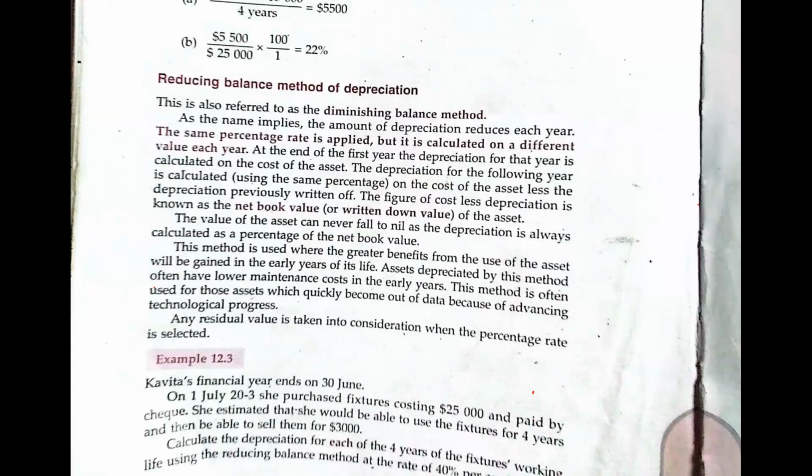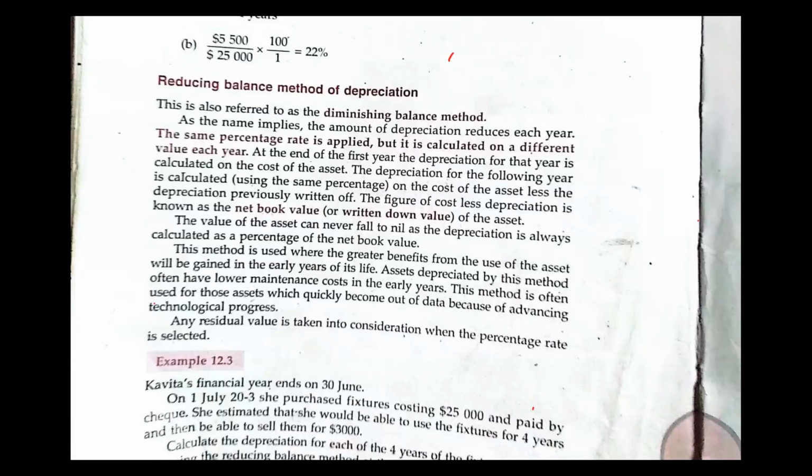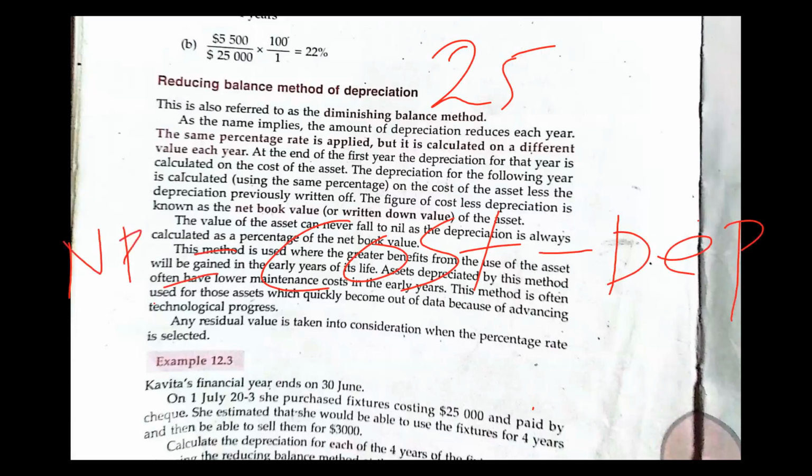So let's say you have an asset that is expected to be there for 4 years. You calculate for the first year the depreciation that you have, and then you deduct depreciation for that very year. Then the value that remains, when you say cost minus depreciation, is called the net book value. Cost minus depreciation is the net book value.